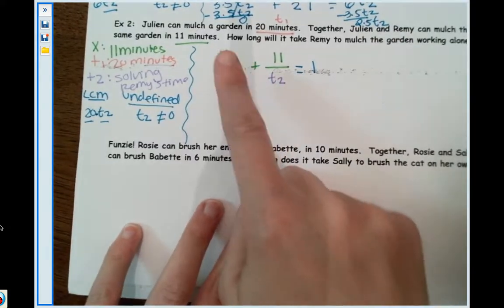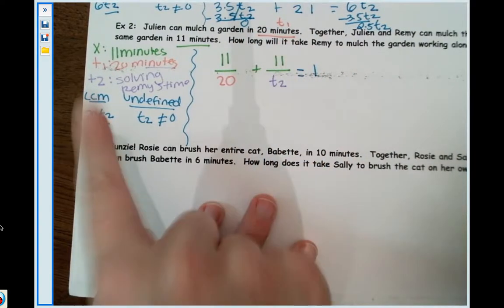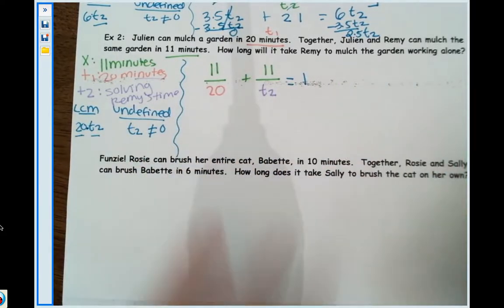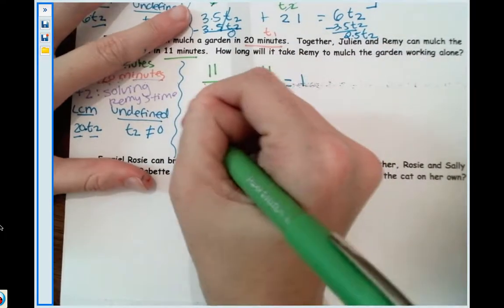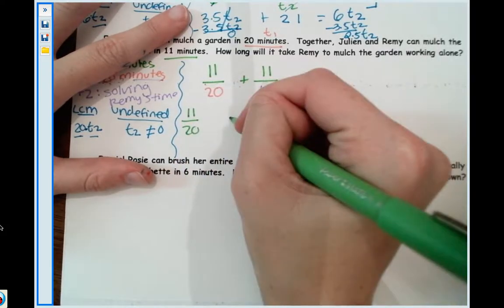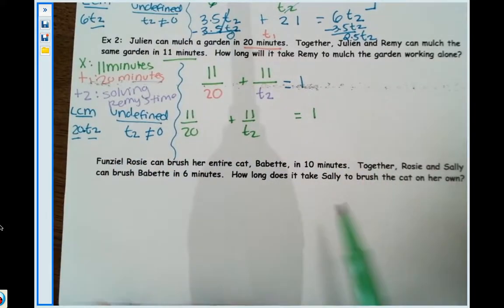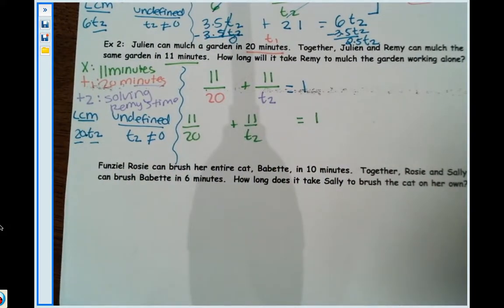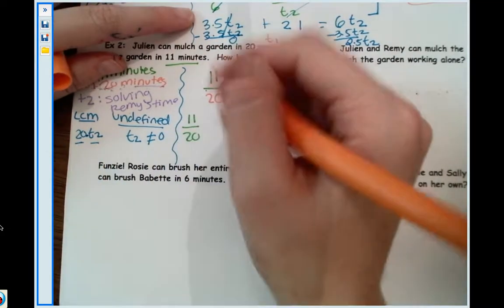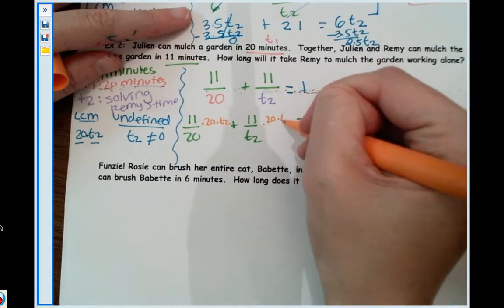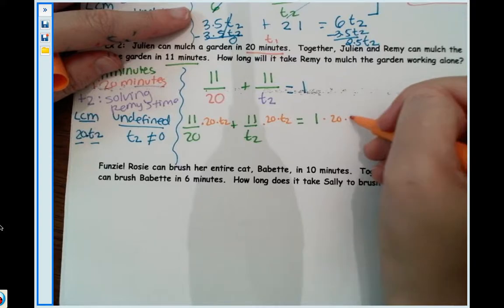So remember, when we solve these equations, we multiply every single numerator by the LCM. I'm going to leave a little space in between each of my numerators for the LCM. So I'm going to write 11 over 20 plus 11 over t sub 2 equals 1. And I'm going to multiply every single numerator by that LCM. So my LCM is 20 times t sub 2.